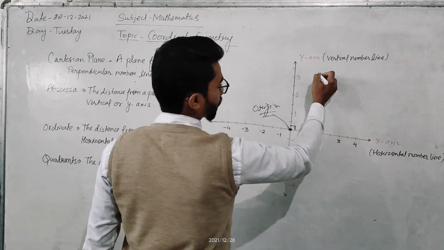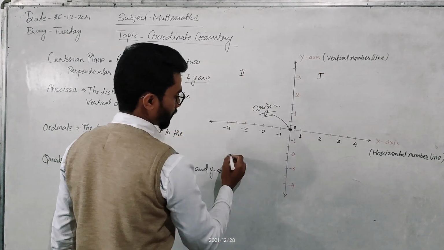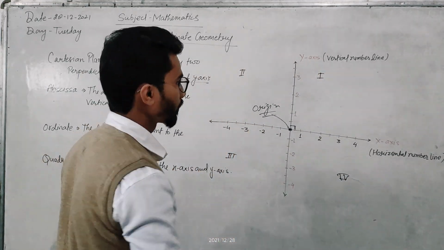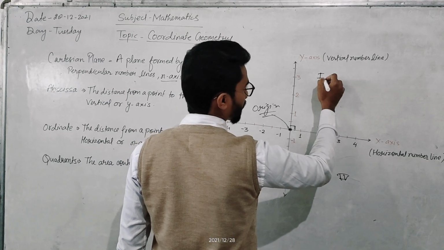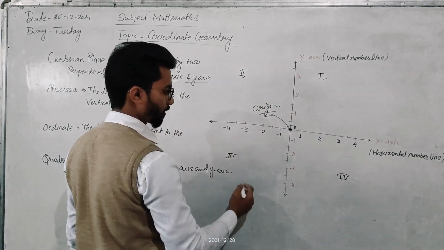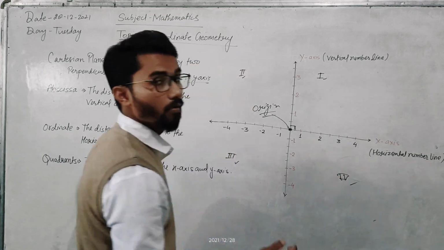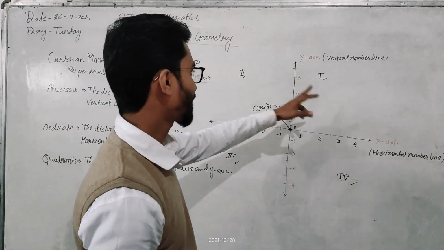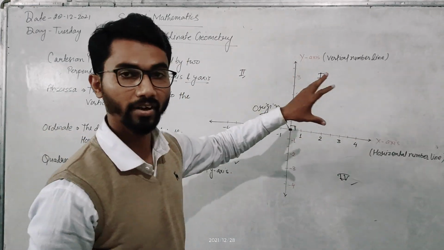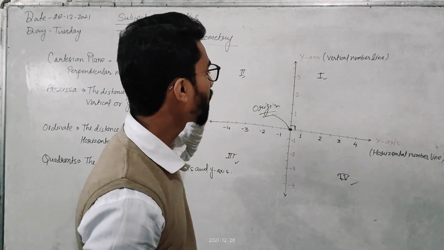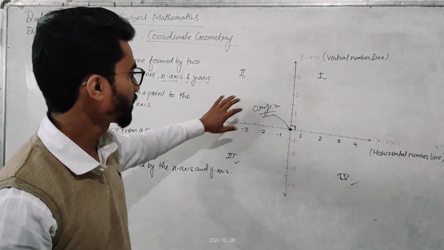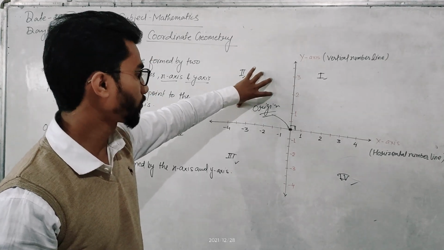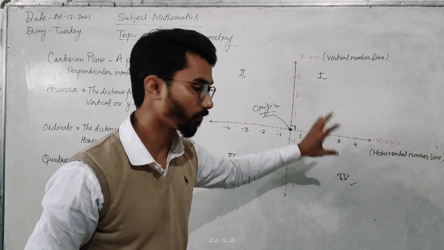That is 1, 2, 3 and 4. Those are the quadrants. Okay, we have the first quadrant, the second quadrant, the third quadrant, and the fourth quadrant. So quadrant is just the area contained by the x-axis and y-axis. You can see here that the x-axis and y-axis contain the area. It is the second quadrant, and this is the third quadrant, and this is the fourth quadrant.